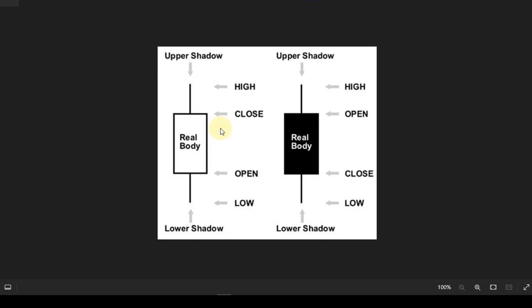Now, coming down to the shapes and sizes of the candlesticks, as you can see, this is where the market closed and this is where the market opened. This is the high, this is the low, and this is the shadow. We also call it the wick.